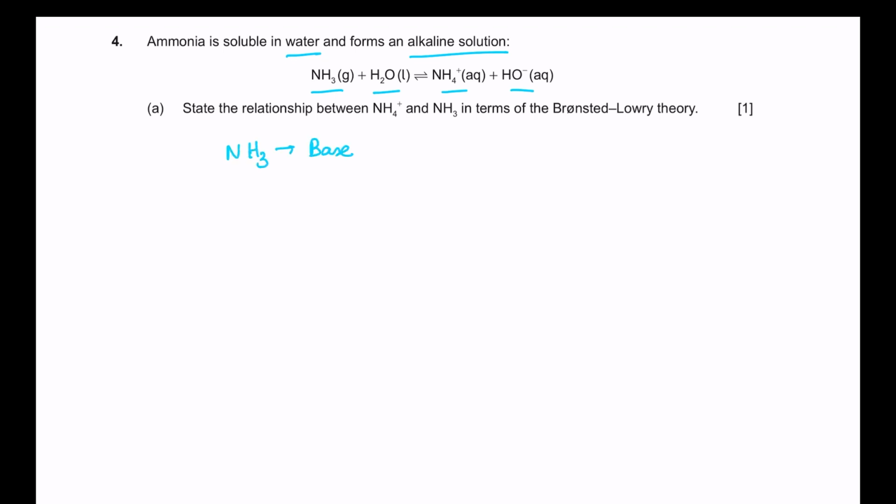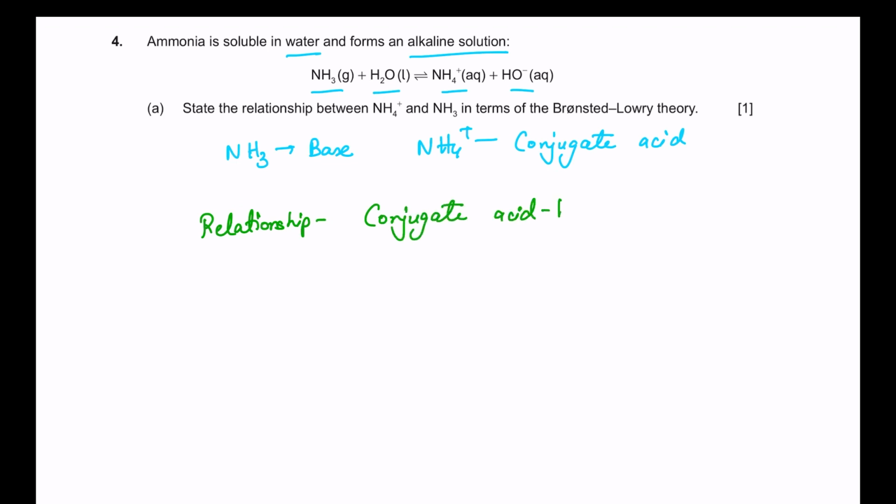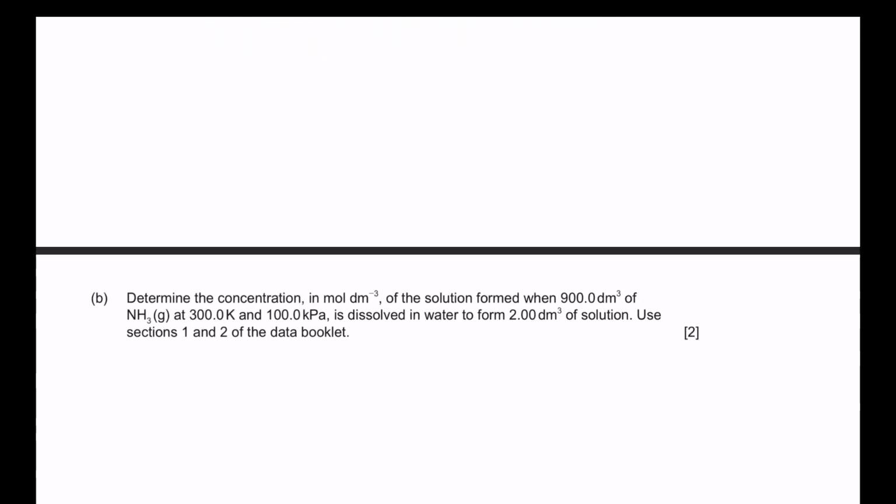And NH4+ we see is formed by NH3 accepting an H+. And if we look at the other side of the reaction, or the backward reaction, NH4+ donates an H+ to form NH3. So NH4+ is the conjugate acid. So the relationship between NH4+ and NH3 is conjugate acid-base pair. That's it for part A. We can move on to part B.